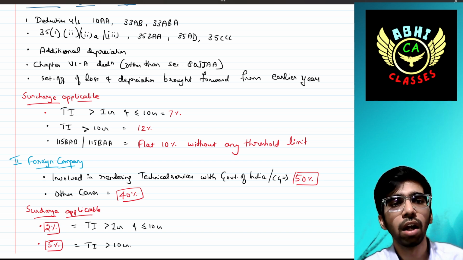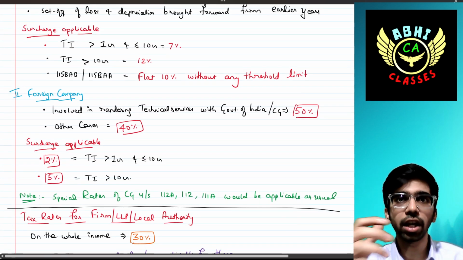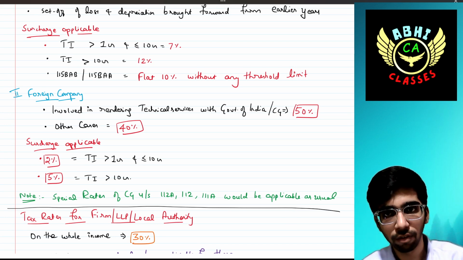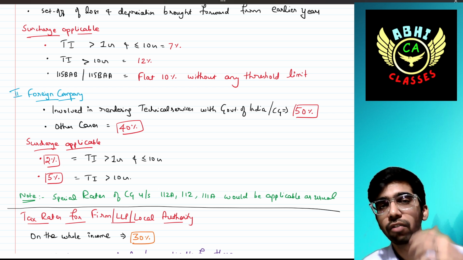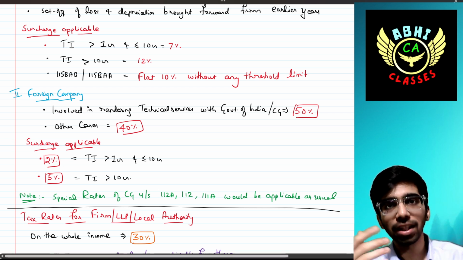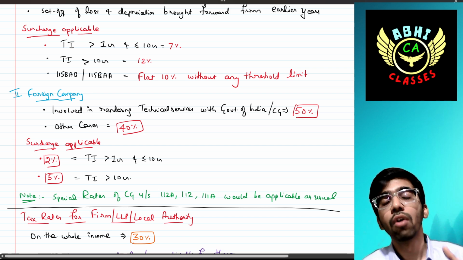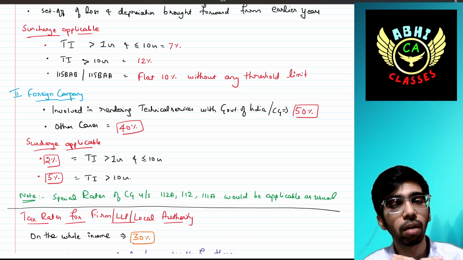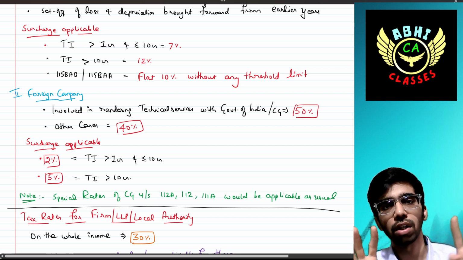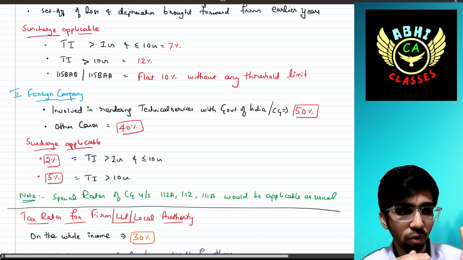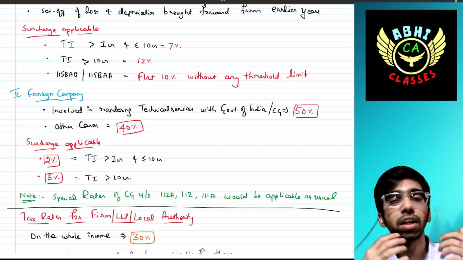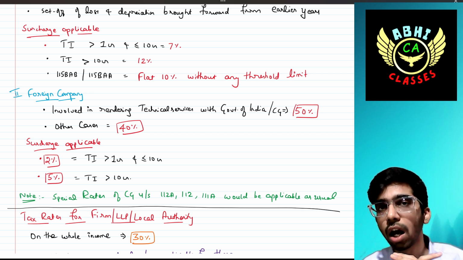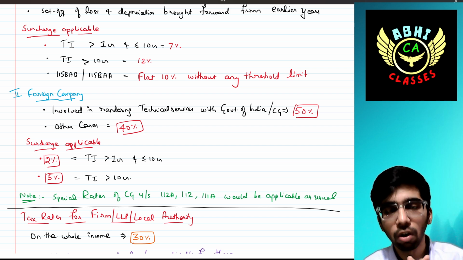Understanding the same concept, now what is the rate applicable for foreign companies? If any foreign company is involved in rendering technical services, that is professional services, with the Government of India or the central government, then the tax rate is 50%, very huge for foreign companies. In other cases it is 40%. If they are not rendering any technical services, if they are only involved in trade in India, then the rate applicable is 40%, very huge as compared to a domestic company, because of the Make in India concept, I think.